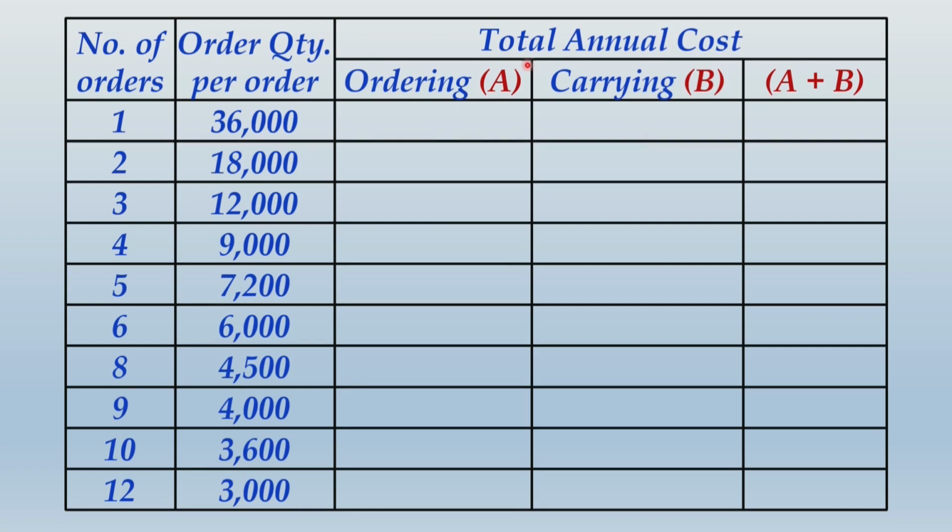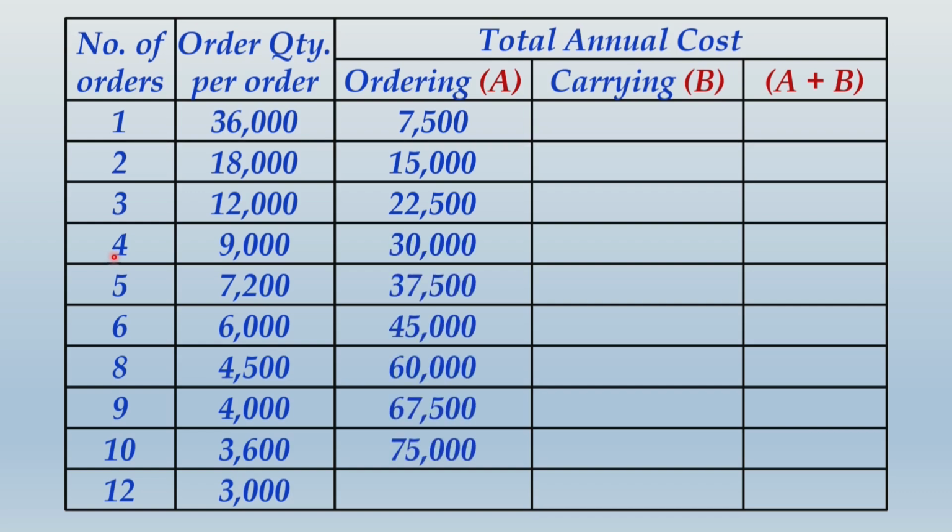So ordering cost will simply be number of orders multiplied by ordering cost per order, and that will be one order multiplied by 7,500, it will give you 7,500. Then two orders multiplied by 7,500 will give you 15,000. Three orders multiplied by 7,500 will give you 22,500. 4 orders multiplied by 7,500 will give you 30,000, and so on. For all the number of orders, we have multiplied these by 7,500 and we got total annual ordering cost.